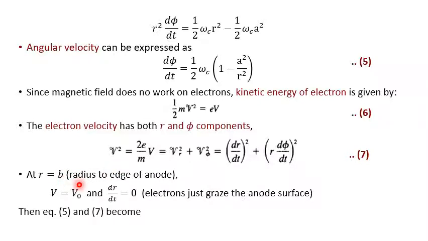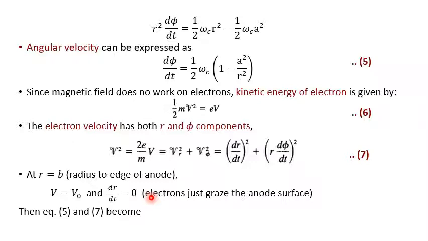So that is, b over here represents the radius to the edge of the anode. So at the edge of the anode, V will be equal to V naught, where V naught represents the potential which is applied to the cathode and the anode, and dr by dt would be equal to 0 because of the fact that your electron is just touching the surface of the anode.